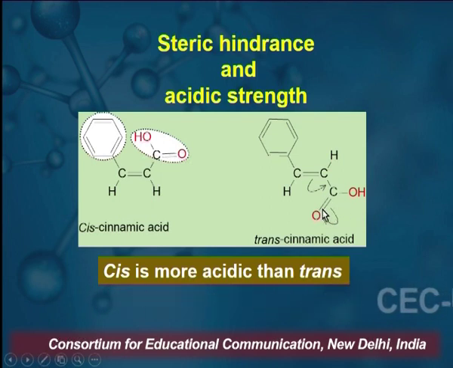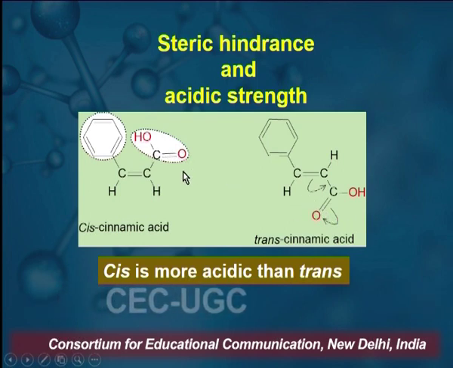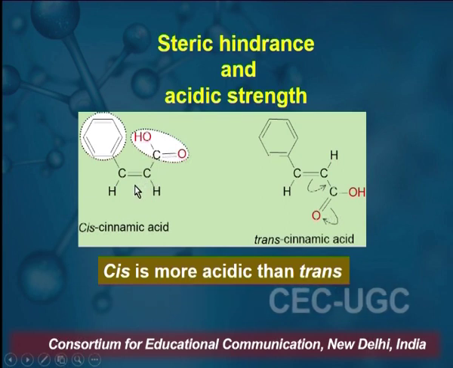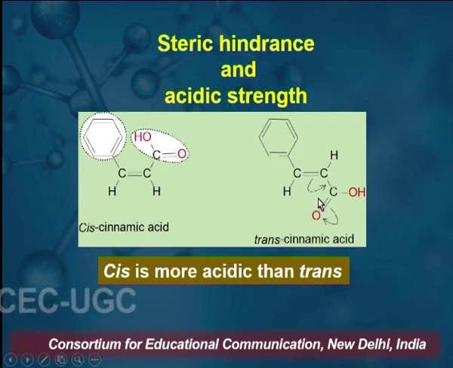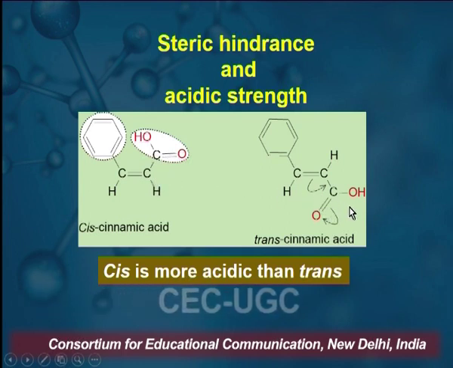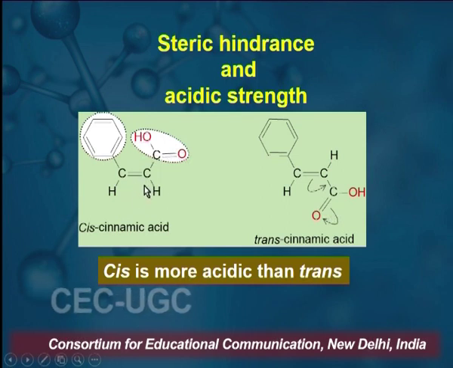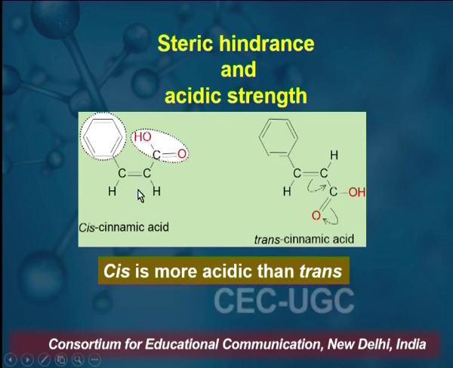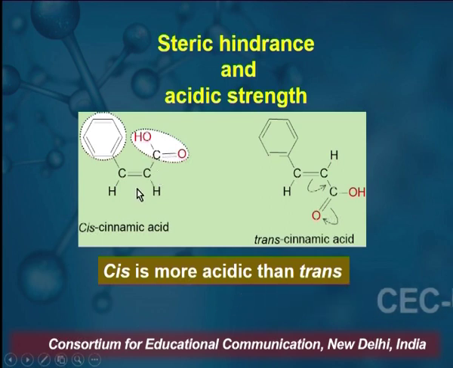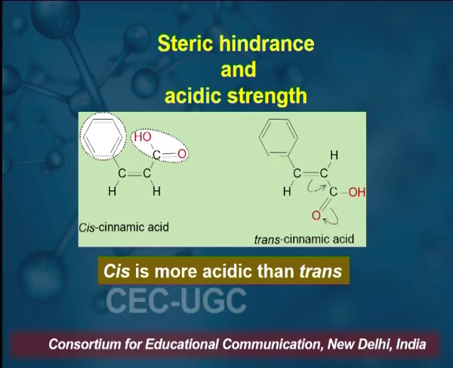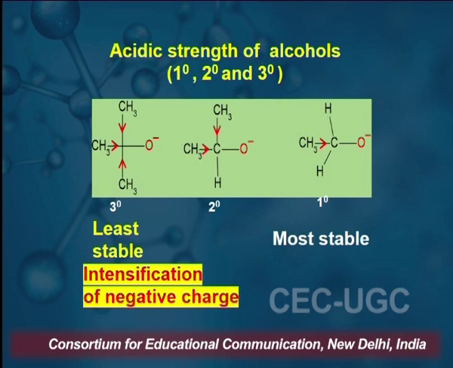However, this delocalization is not possible. That means the electrons will not be given to the carboxylate ion in case of cis-cinnamic acid. So, the cis-cinnamate ion will be more stable as compared to trans, because in trans there will be an increase in the negative charge on the carboxylate ion, so the stability will be less. Since in case of cis the carboxylate ion is more stable, the cis isomer will be more acidic than trans. So, here we have seen how steric hindrance or steric crowding affects the acidic strength.